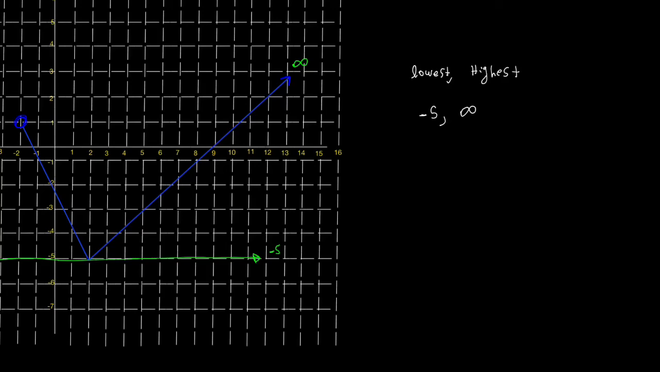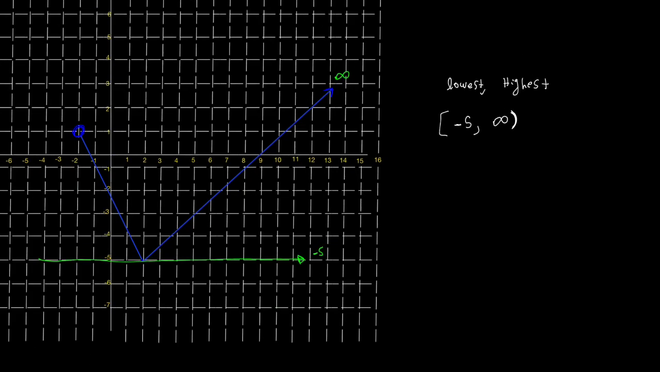Infinity always gets closed with a parenthesis. And then the -5, since that was closed, we're going to use a bracket. And that would be how you would write the range of this using interval notation.